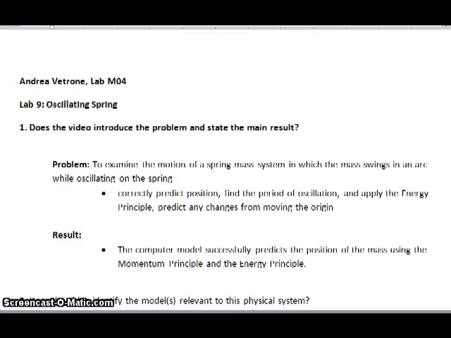We had to use the tracker data to correctly predict position using VPython, find the period of oscillation in the x and y directions, and apply the energy principle with the momentum principle, as well as predict any changes from moving the origin. And those are part of the what does it mean questions. The result is that the computer model successfully predicted the position of the mass using a combination of the momentum principle and the energy principle.